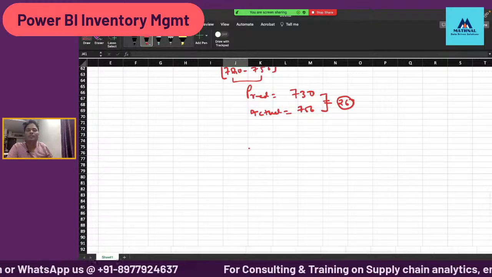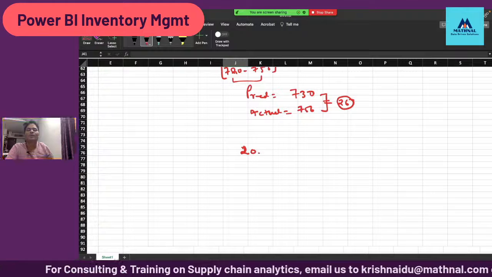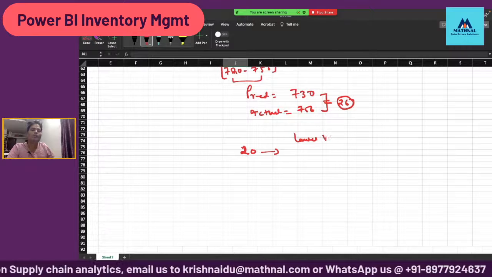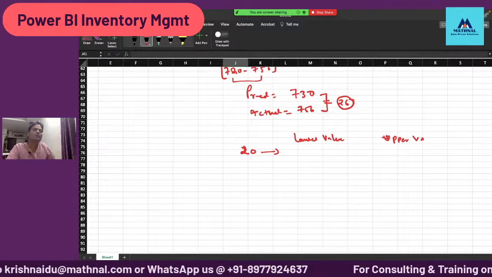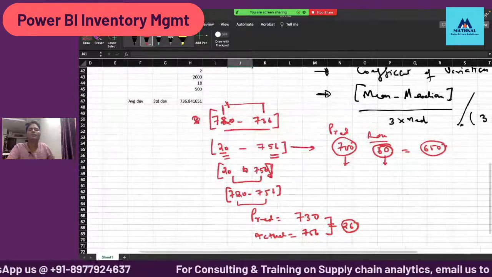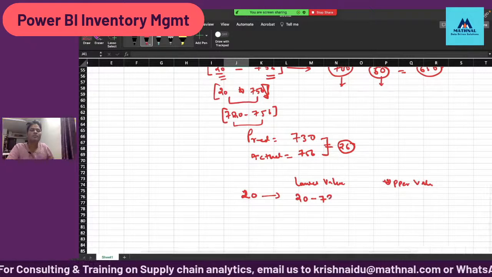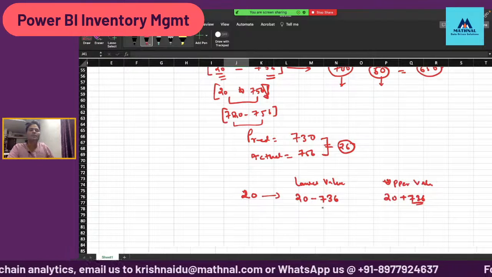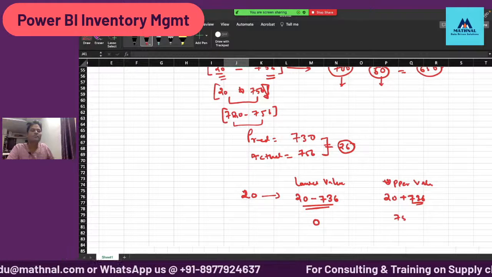See this. Suppose you have a number, let's say 20. Now I'm going to find the lower value of the range and the upper value of the range. What is the lower value? 20 minus 736. This is our standard deviation. And 20 plus 736, this is our standard deviation. So this is our negative value. Let's say this is 0, and this is 756.